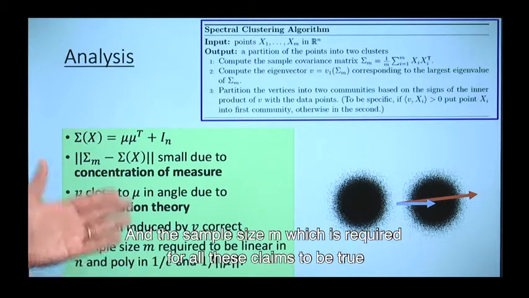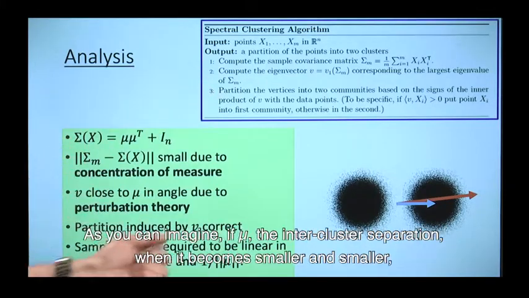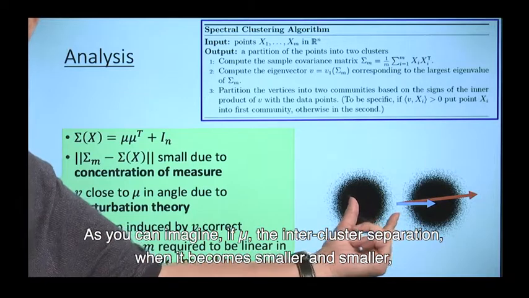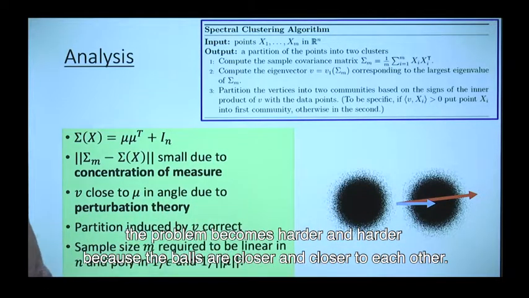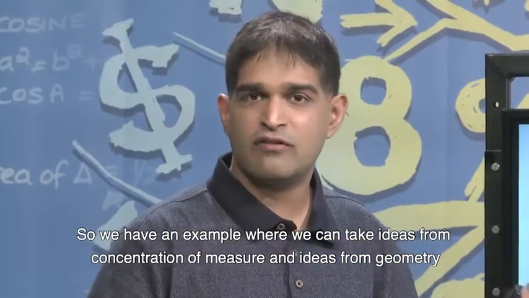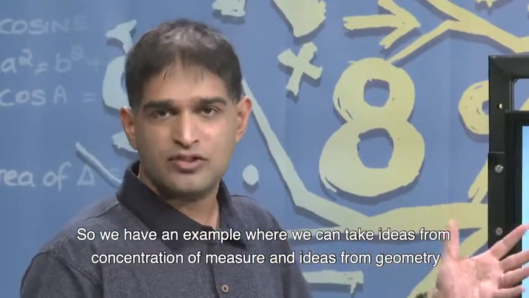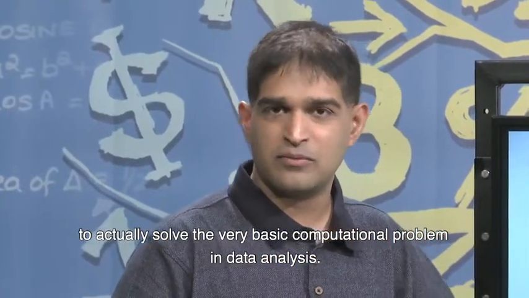And the sample size m, which is required for all these claims to be true, is actually only linear in the dimension and polynomial in the accuracy parameter 1 over epsilon and 1 over the length of mu. As you can imagine, when mu, the intercluster separation, becomes smaller and smaller, the problem becomes harder and harder because the balls are closer and closer to each other. So, here we have an example where we can take ideas from concentration of measure and ideas from geometry to actually solve a very basic computational problem in data analysis.